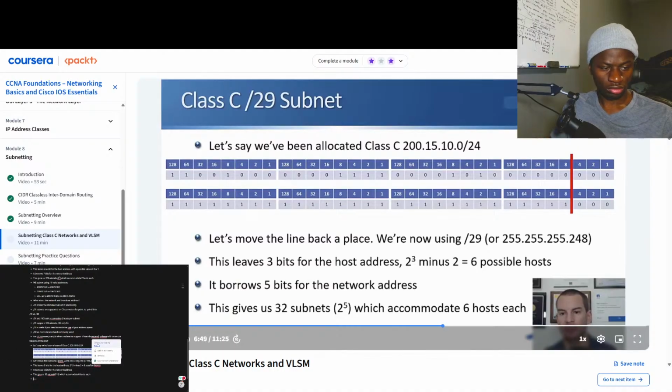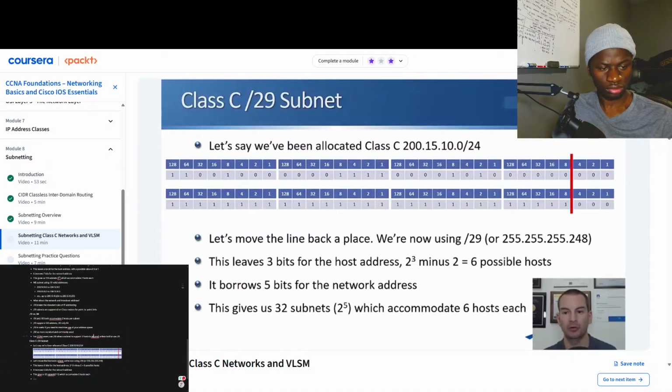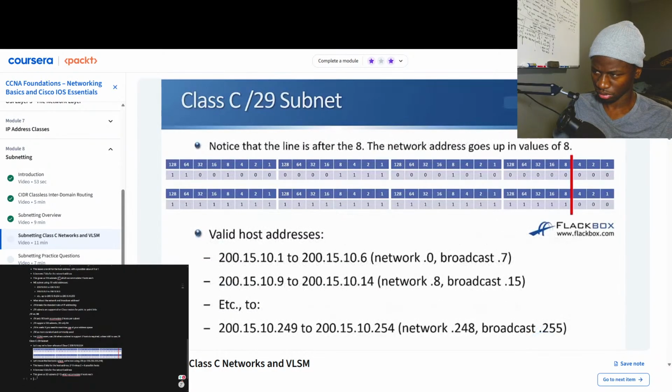.248. Again, we get the 248 because it's 128 plus 64 plus 32 plus 16 plus 8 up to where the line is. That leaves 3 bits for the host address. 2 to the power of 3 is 8, minus 2, because of the network address and the broadcast address, gives us 6 available host addresses. In class C, the default subnet mask is /24. Here we're using a /29, so we're borrowing 5 bits for the network address. 2 to the power of 5 is 2, 4, 8, 16, 32. So we've got 32 available subnets here.